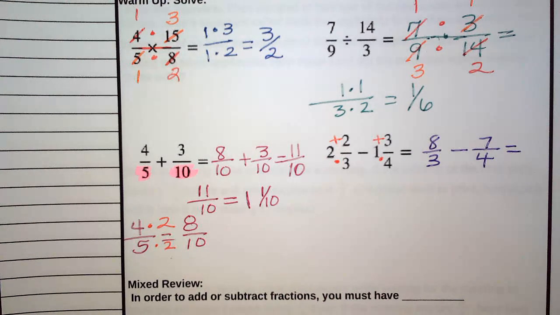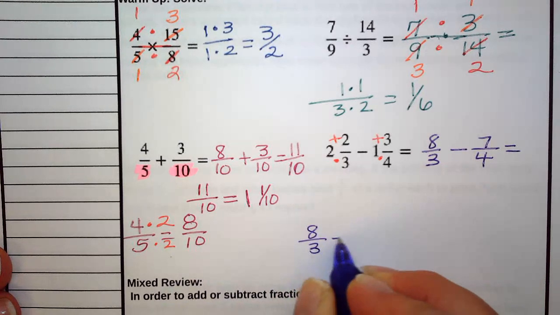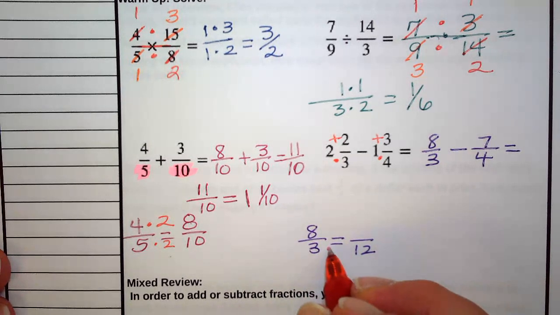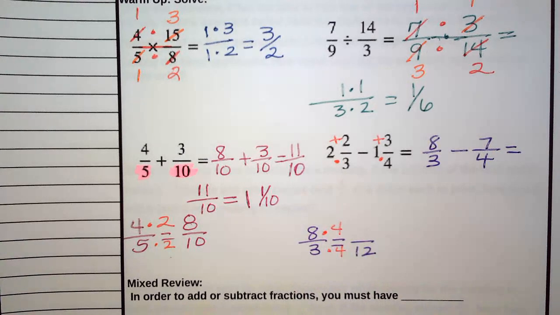Now, we don't have that common denominator. We've got to find it. 3 is prime. And 4 has factors that are only 2 times 2 and 1 times 4. So there is no common factor, so 3 times 4 will be my least common multiple. 3 times 4 is 12. 8 over 3 equals what over 12? 3 times 4 is 12. 8 times 4 is 32.